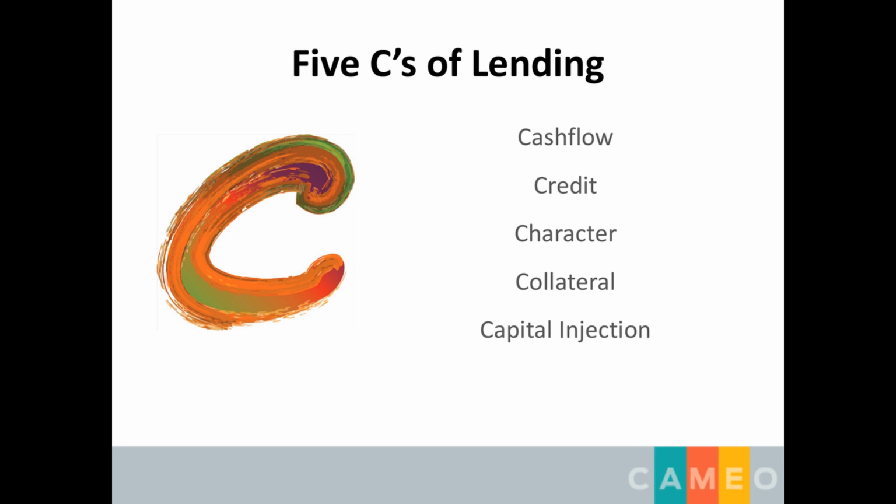So I was looking at the list of who's here, and I'm afraid I don't know most of you, but if you're lenders, you're familiar with this: even though we're doing microlending, and microlending looks quite different than traditional lending, we still usually look at the 5 C's of underwriting, which is cash flow, credit, character, collateral, and sometimes capital injection. That last one comes into play more with larger loans. So we're just looking at one of them today. We're looking at cash flow.